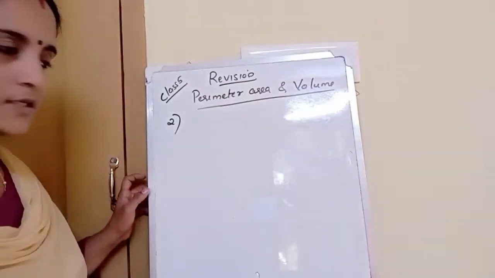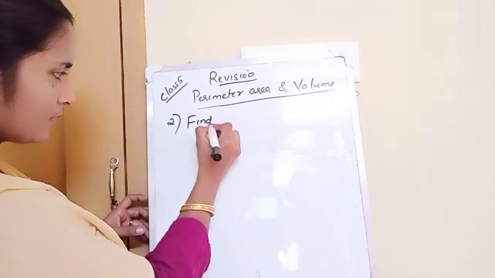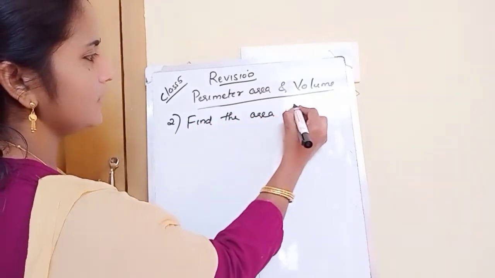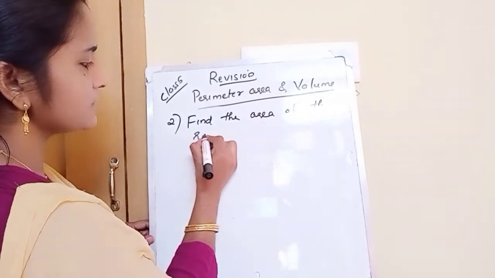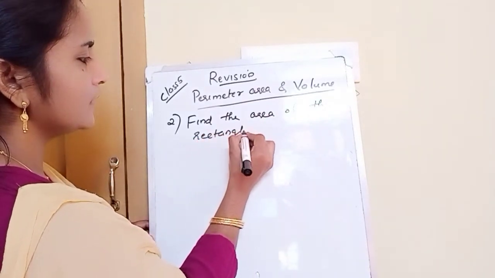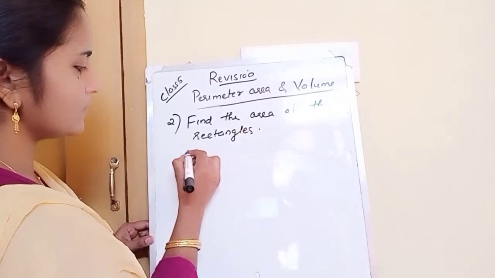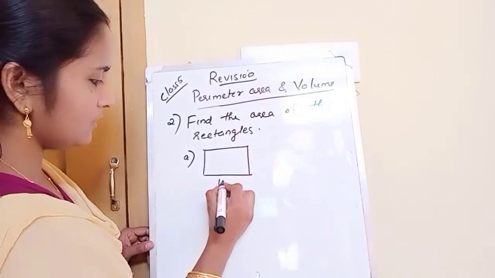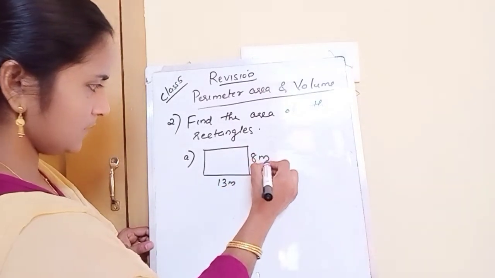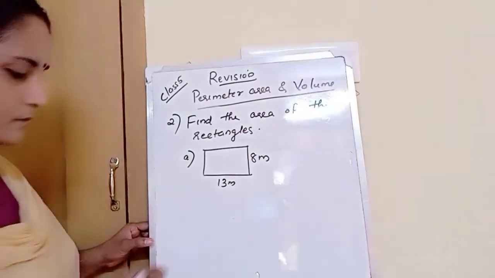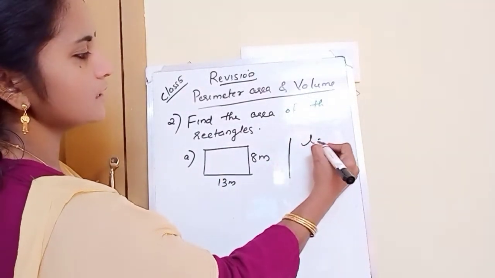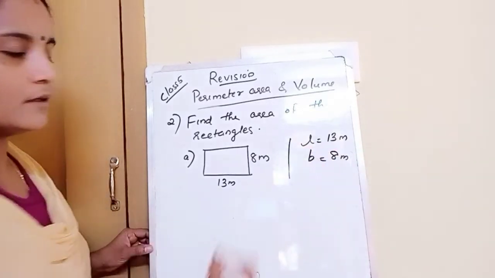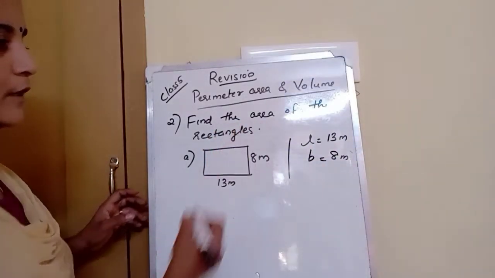Second question is find the area of the rectangles. Two rectangles are there. The figures are given. The first one is with measures 13 meter and 8 meter. So here length is equal to 13 meter and breadth is equal to 8 meter. So we want to find out the area.